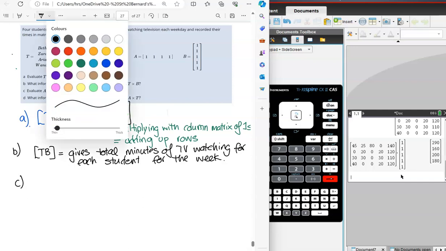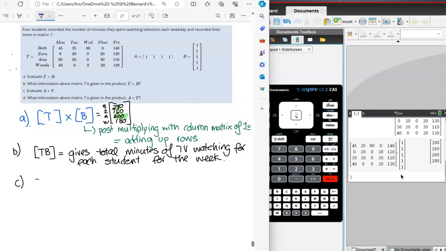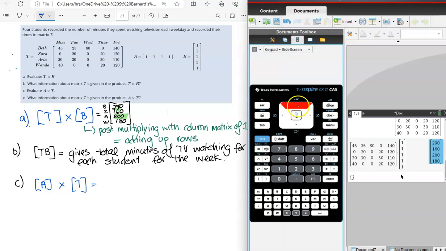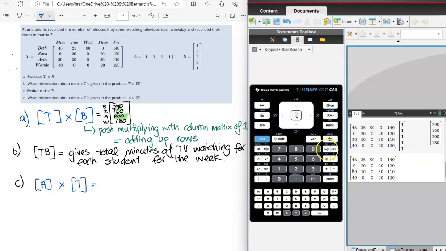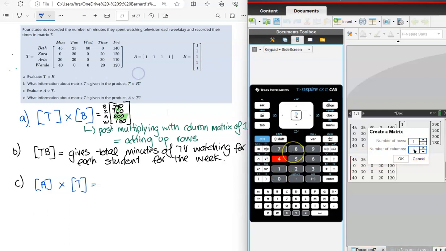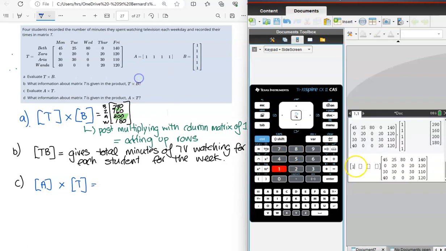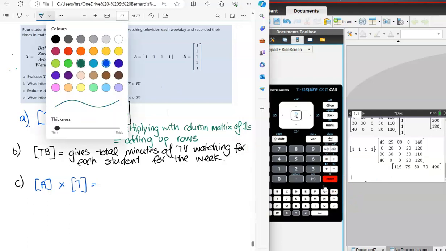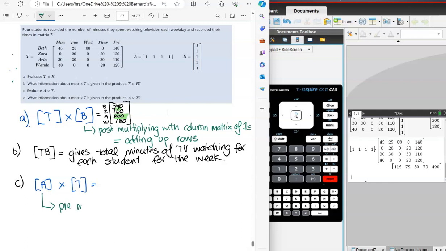Then in C, they want me to pre-multiply, so I'm going to do A times T. Over on my calculator, I'm just going to grab that T, and it said pre-multiply, so I'll pop it in the front. It's a row matrix, a 1 by 4, and it's got 1s in it. Pre-multiplying with a row matrix of 1s will lead to the columns being added up. So let's write that so we remember. Pre-multiplying with a row matrix of ones equals adding up the columns.